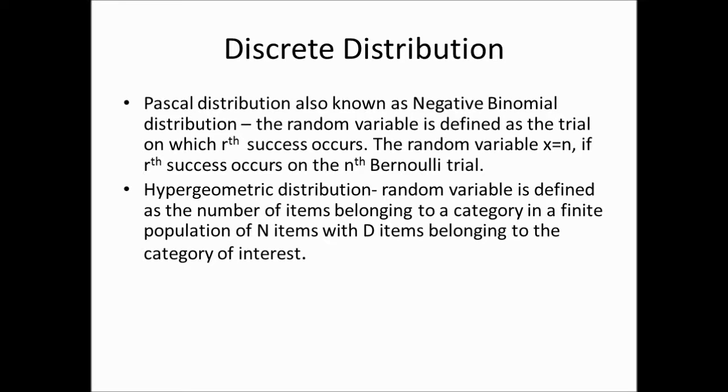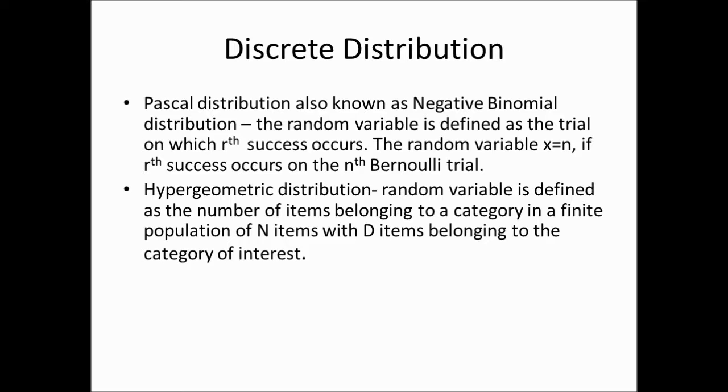Another related distribution based on Bernoulli trial is hypergeometric distribution, which is very closely related to binomial distribution. And we'll talk about the approximation of hypergeometric to binomial later. We define the random variable as the number of items belonging to a category in a finite population of n items with d items belonging to the category of interest.